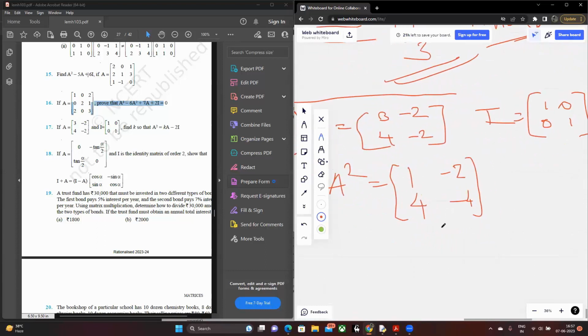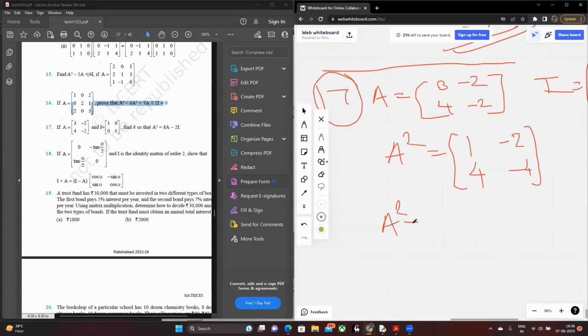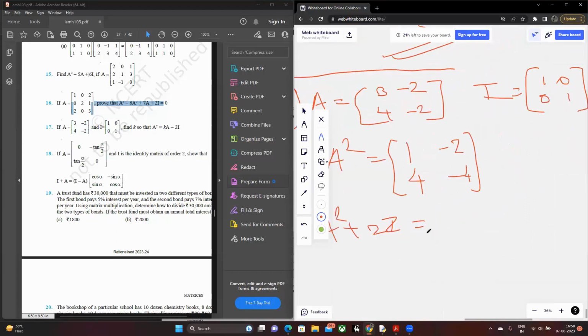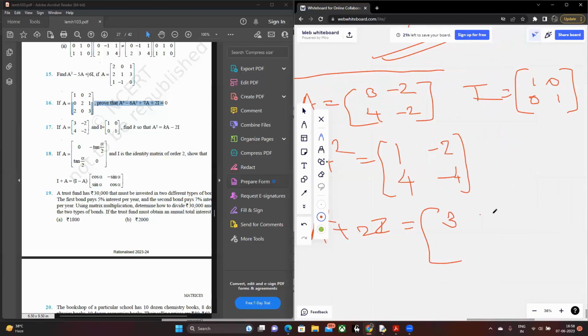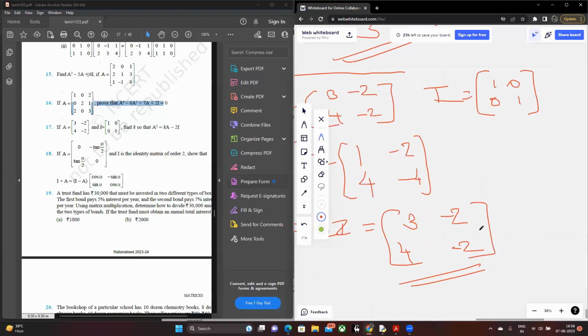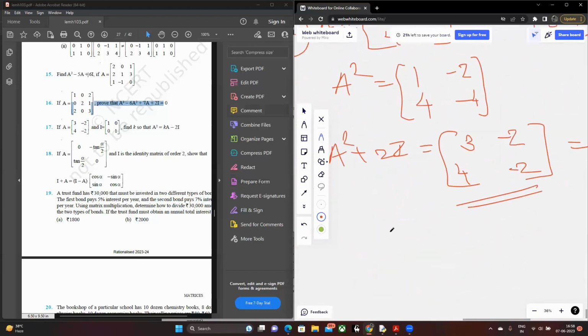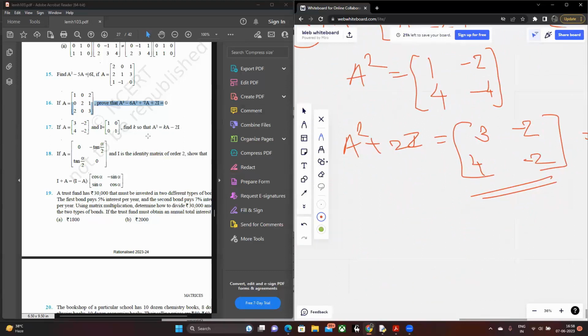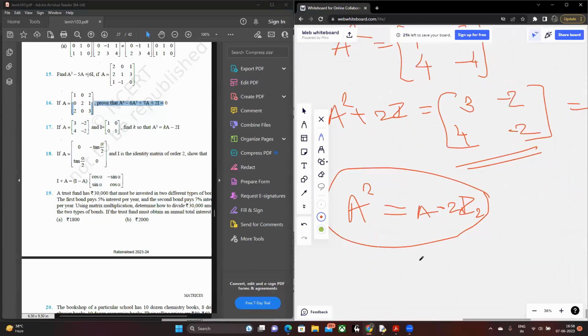Right. So A squared plus 2I then is going to be equal to this, 3 minus 2, 4 minus 2, which is equal to A. Therefore, over here, the equation is A squared is equal to KA minus 2I. Therefore, A squared is equal to A minus 2I. Right? Because here I is equal to I2. Therefore, K is equal to 1. It's not I, this is 1. Alright, this is 1.